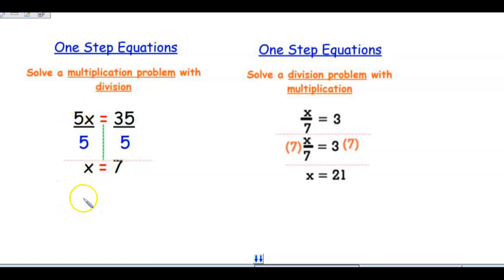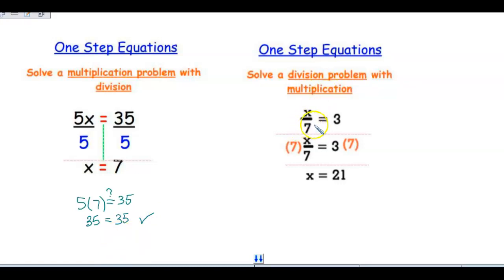If I were to check that, I can take 5 and replace the x with 7. And I want to know, does it indeed equal 35? Well, 5 times 7 is 35. And 35 is equal to 35. So yes, it does check out.